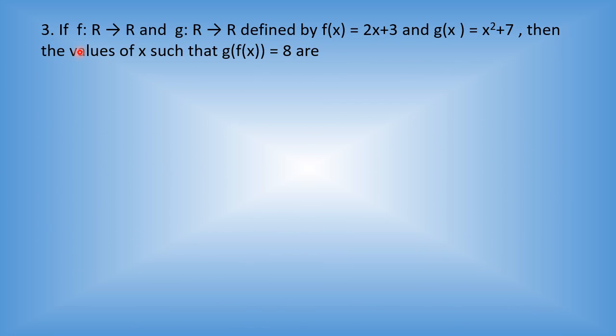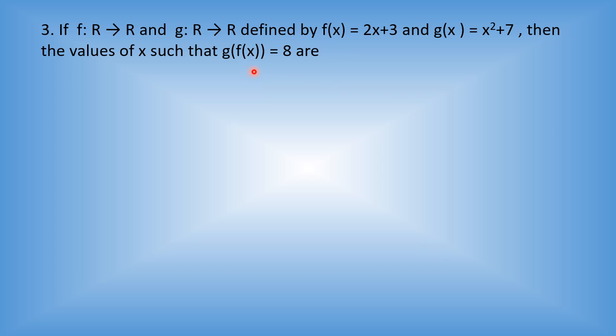Next one will be: if f is a mapping from R to R and g is a mapping from R to R, defined by f of x is equal to 2x plus 3 and g of x is equal to x square plus 7, then find the value of x such that g of f of x is equal to 8. So we have to find the values of x here. What are the values of x?